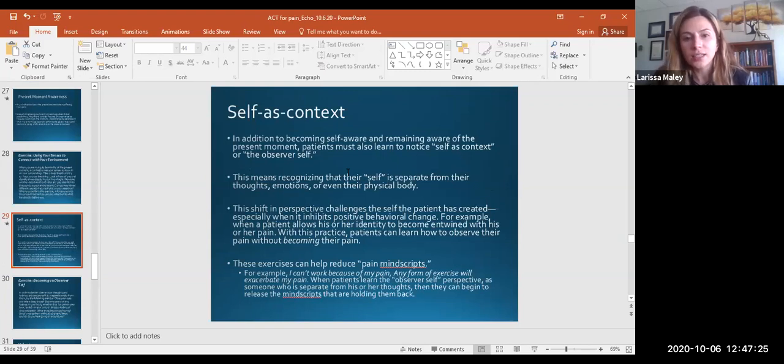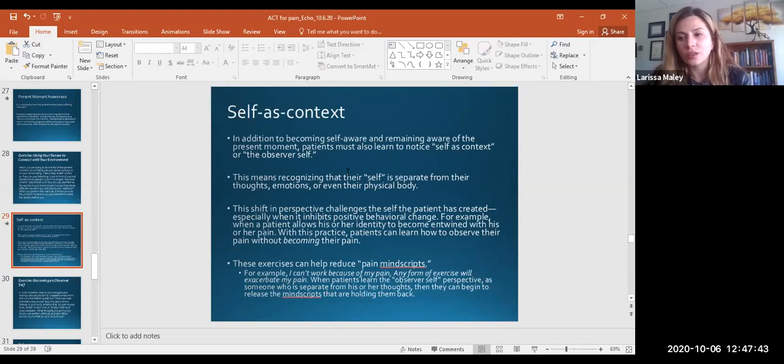Self as context goes along with becoming more self-aware, understanding your own thoughts, but it's learning to develop what's called the observing self. And you do this a lot in DBT as well. So this is developing a part of the brain that allows you to observe your own mind.